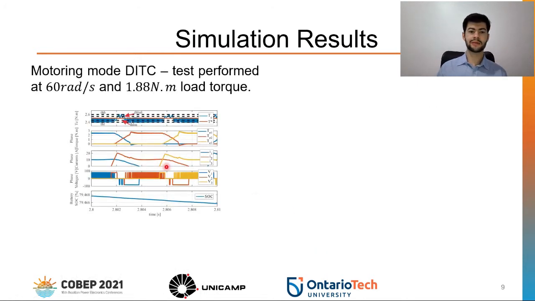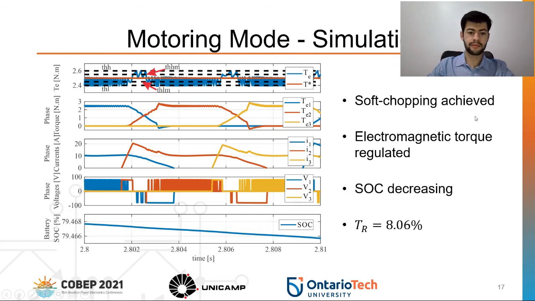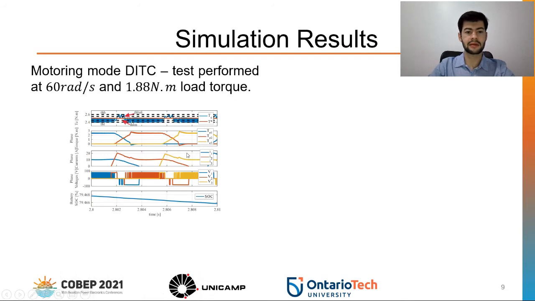Then, to verify the motoring mode, a test was performed at 60 radians per second and 1.88 Newton meters as a load torque. In the figure, taking a closer look, we can see that soft chopping was achieved, as we don't see the positive voltage going to the negative voltage in one step. Also, the electromagnetic torque is regulated inside the hysteresis band, and the state of charge is decreasing, characterizing the motoring mode. Besides, we calculated the torque ripple to be always smaller than 8.06%.